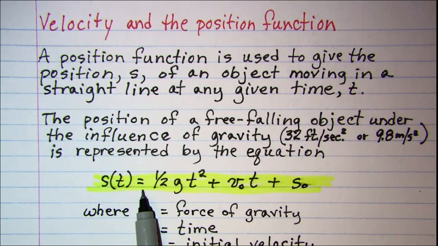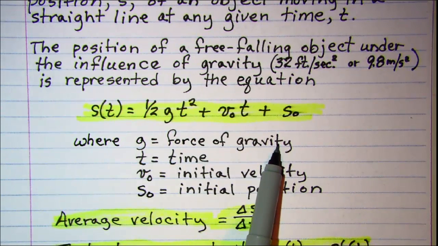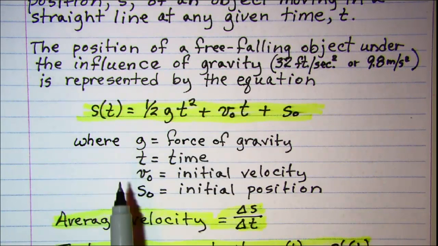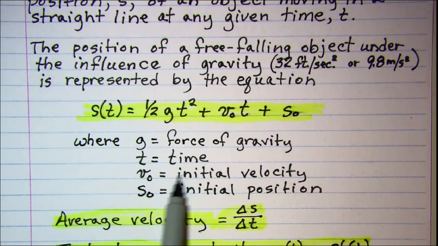s of t is equal to 1/2 times the gravity times t squared plus v sub 0 t plus s sub 0, where g is our force of gravity, either 32 feet per second squared or 9.8 meters per second squared. t is the time. v sub 0 is the initial velocity, or the velocity at time 0. And s sub 0 is the initial position, or the position at time 0.